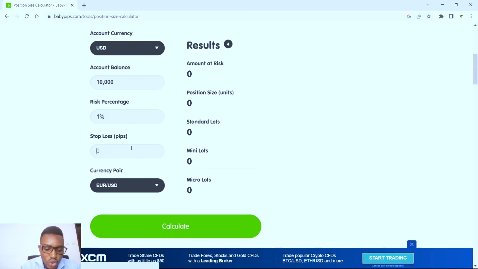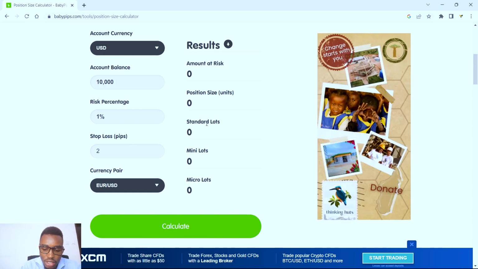The stop loss is 20 pips. See how simple it is? The stop loss is 20 pips and I'm risking just 1% of my account. So how do I know what lot size to use?